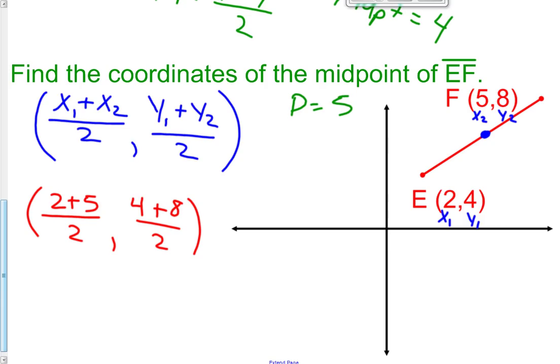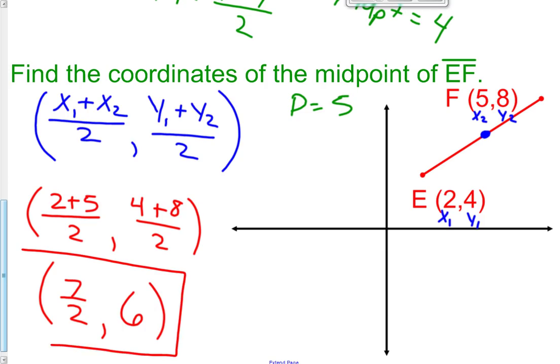Our midpoint, 2 plus 5 is 7, and 7 divided by 2 is 7 halves, or 3.5. And the midpoint of my y is 4 plus 8, which is 12, and 12 divided by 2 is 6. So there's my midpoint, everybody. It's 3.5 right, 6 up. So this point right here is 3 and 1/2, 6. It's the point right in the middle of E and F.